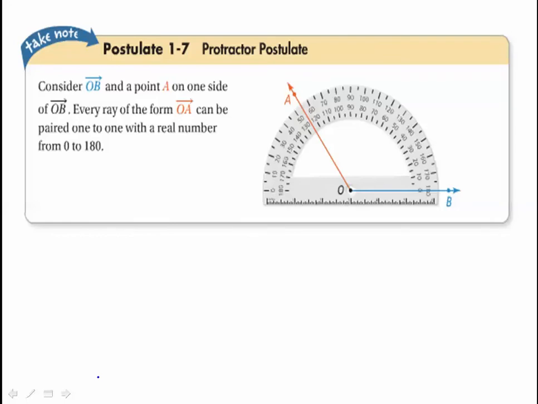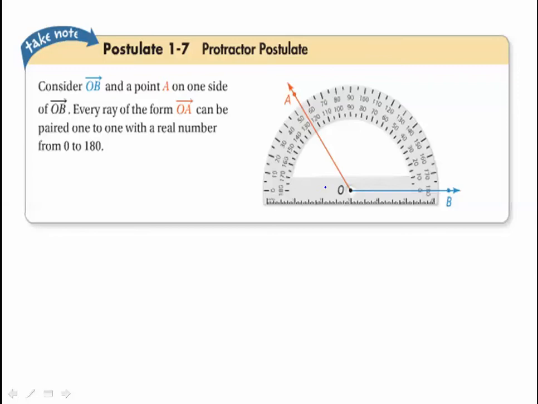Postulate 1.7 is called the protractor postulate. This is similar to the ruler postulate that we learned in the last lesson. Consider ray OB and a point A on one side of ray OB. Every ray of the form OA can be paired 1-to-1 with a real number from 0 to 180.